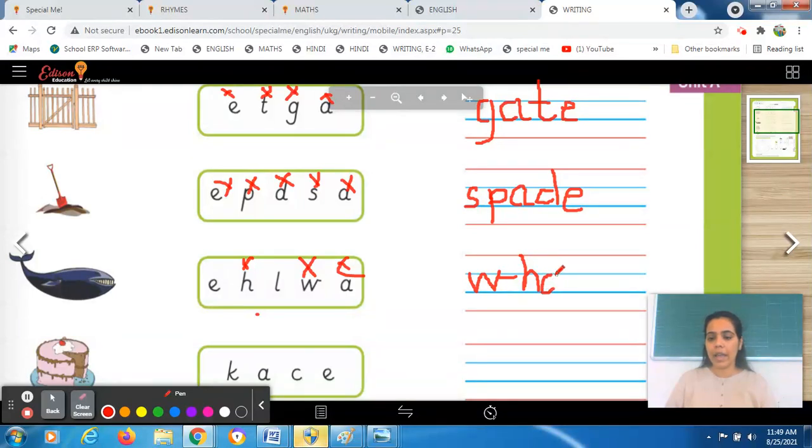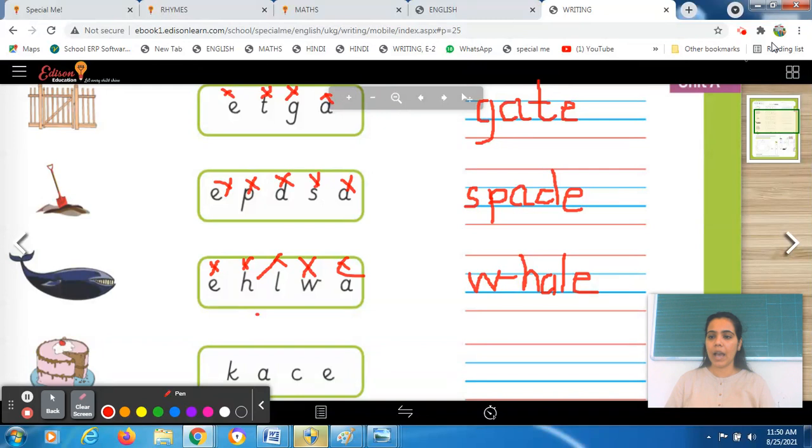Were, ale, whale. The next letter is L. So here we will write L. L sound comes from L. And in the last we have to write E. So it's whale, right? Put a cross on the letter which you already wrote down. Okay. So the next one you have to do.